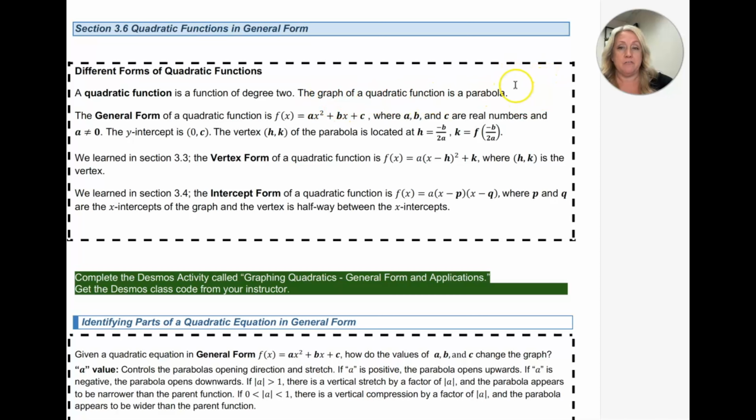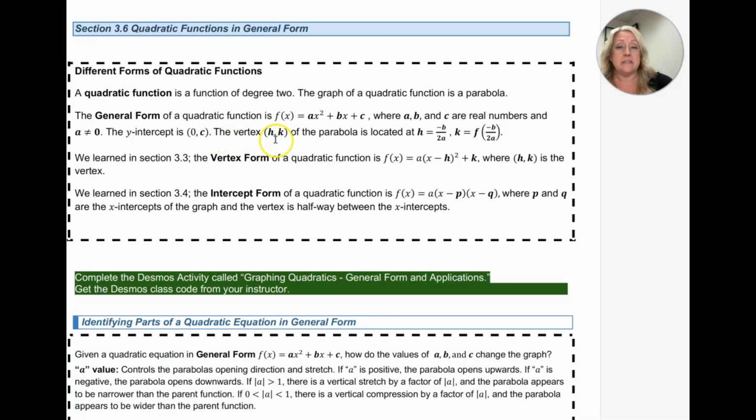It's a U-shaped graph. Now the general form of a quadratic function is written as f of x equals ax squared plus bx plus c, where a, b, and c are real numbers and a cannot be 0. Now the y-intercept is always going to be this c value here. And so we say that the y-intercept is 0, comma c. Remember when we're finding y-intercepts, x is 0, and then we solve for the other value.